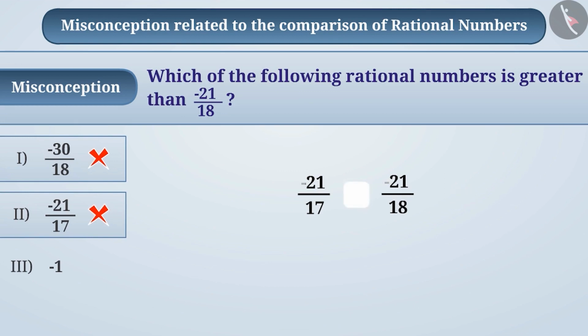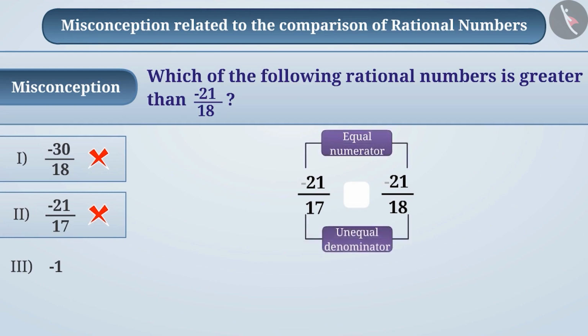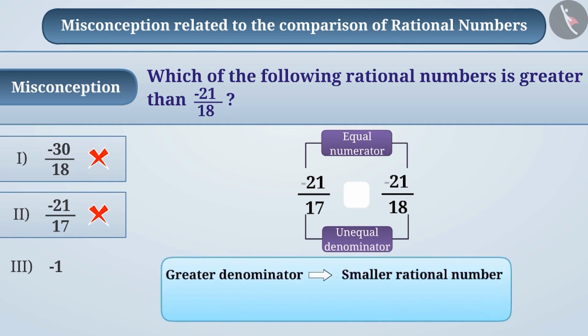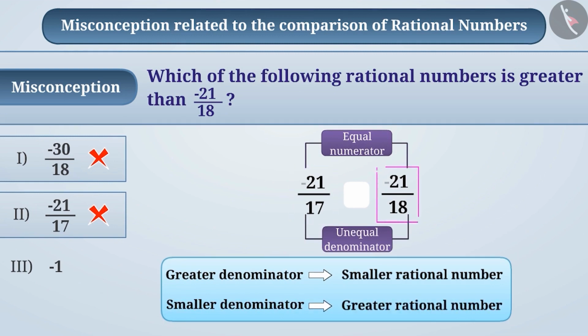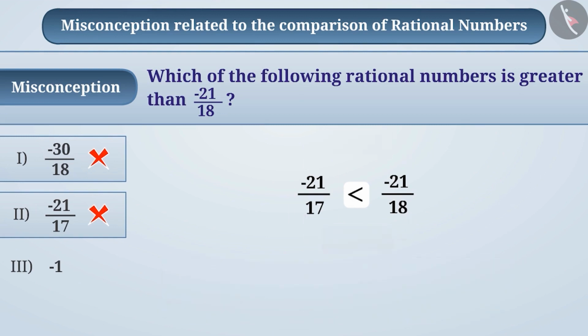Comparison can also be done as follows. First, we will ignore their signs. By ignoring the sign, we notice that the numerator of both the numbers are the same, but the denominators are different. In such situations, the rational number whose denominator is greater is the smaller rational number, and the rational number whose denominator is smaller is the greater rational number. That means 21 by 17 is greater than 21 by 18. Now, if we add the sign here, we will need to add the opposite sign of the sign of comparison. That means minus 21 by 17 is lesser than minus 21 by 18.